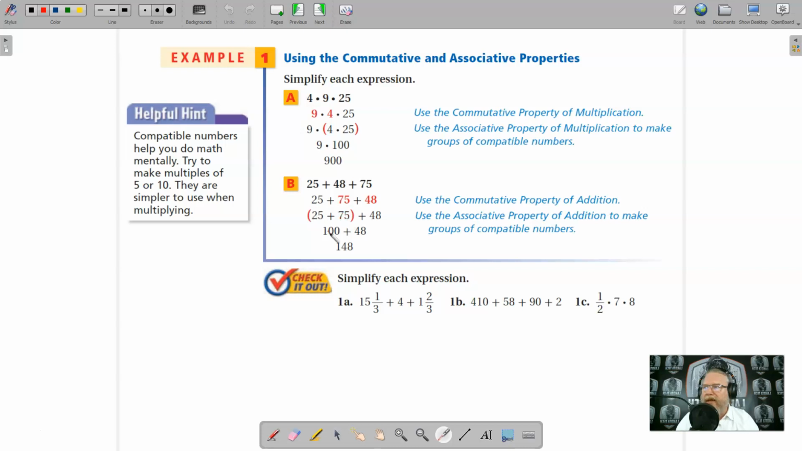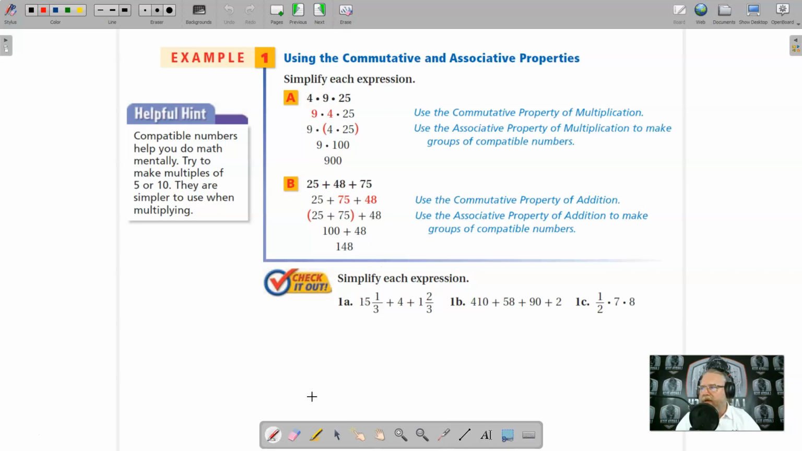So 25 plus 75 is 100. Let's bring down that 48. Now 100 plus 48 equals 148. Makes it a little bit easier. If I were to approach either of these problems, I would probably do the exact same thing with mental math. I'd think, 25 times 4 is 100, times 9, 900. If I saw this here, I'd be like, 75, 25, 100, add 48, 148.